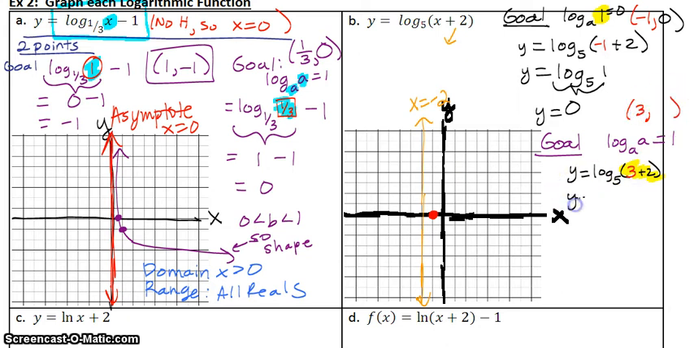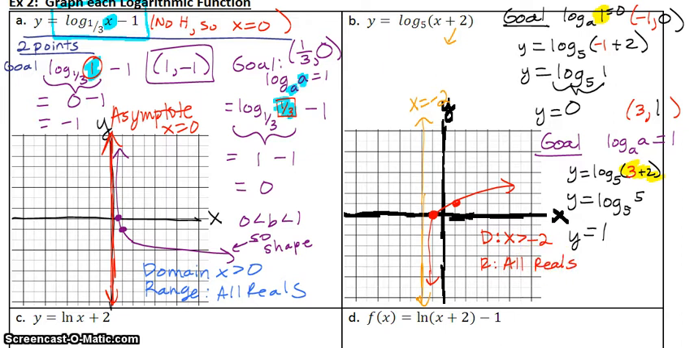The reason I did that is that now I have log base 5 of 5, and whenever the base and the number are the same, it's equal to 1. So 3 comma 1 is the second point. Now b is greater than 1, so the graph looks like this when I draw in my curve. Domain, x is greater than -2, and range, all reals.